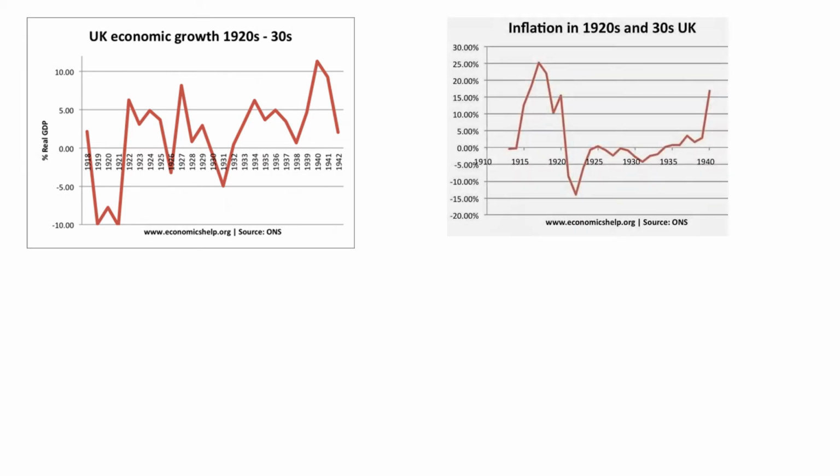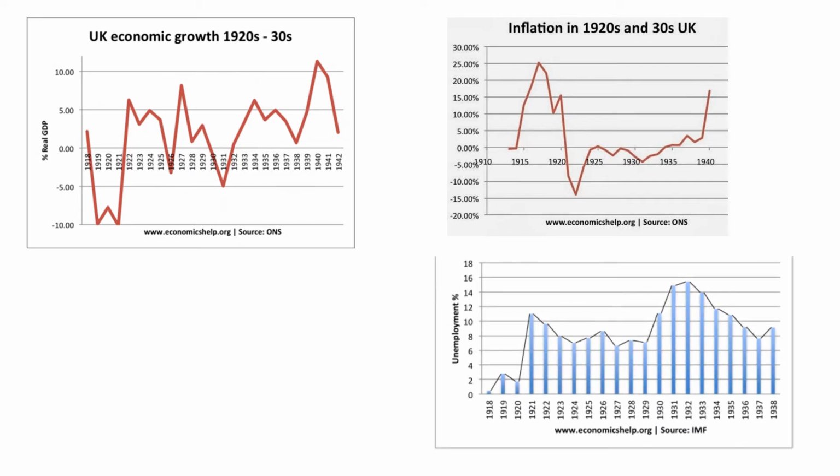So again, we can see that happening here in 1929. There's a sharp decrease in economic growth. This coincides with a period of deflation as well. We can see inflation is below 0% for this period here. Again, like the USA, an increase in the unemployment rate, 7% up to 16%.